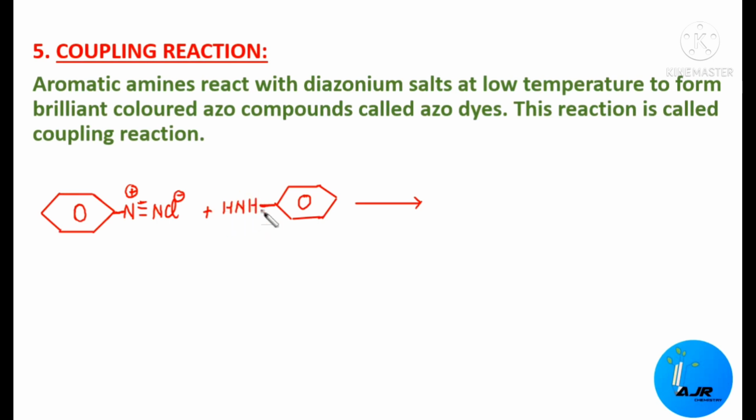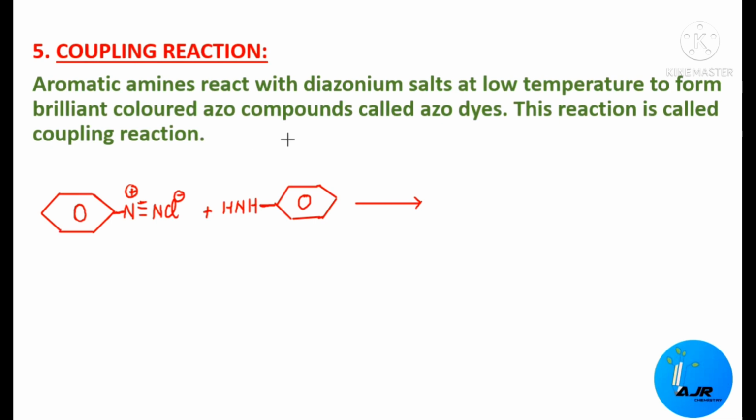NH2, I have written like this. So aromatic amines react with the diazonium salts, benzene diazonium chloride. At low temperature we will be getting an azo compound, and it will have a brilliant, bright color, and those compounds are otherwise called azo dyes. So this reaction is called a coupling reaction.